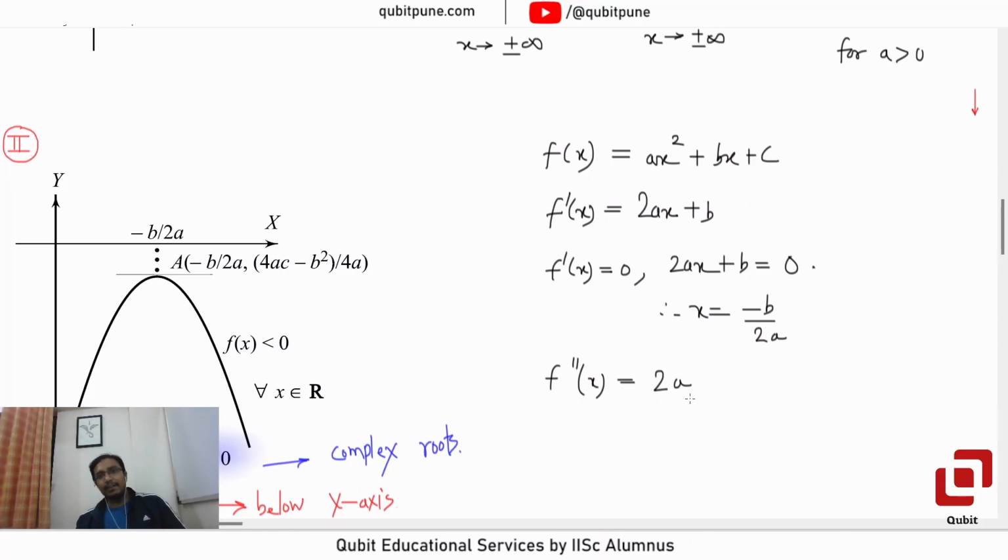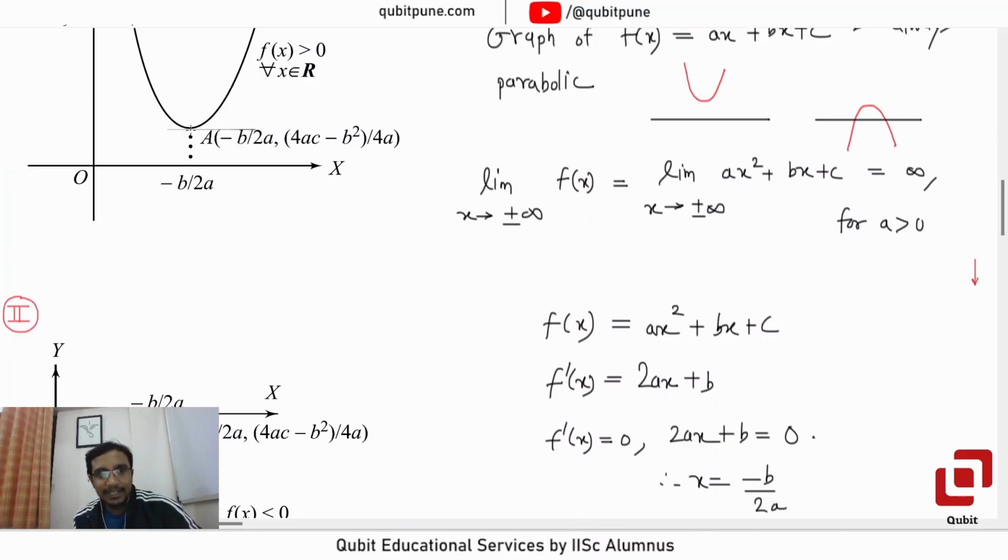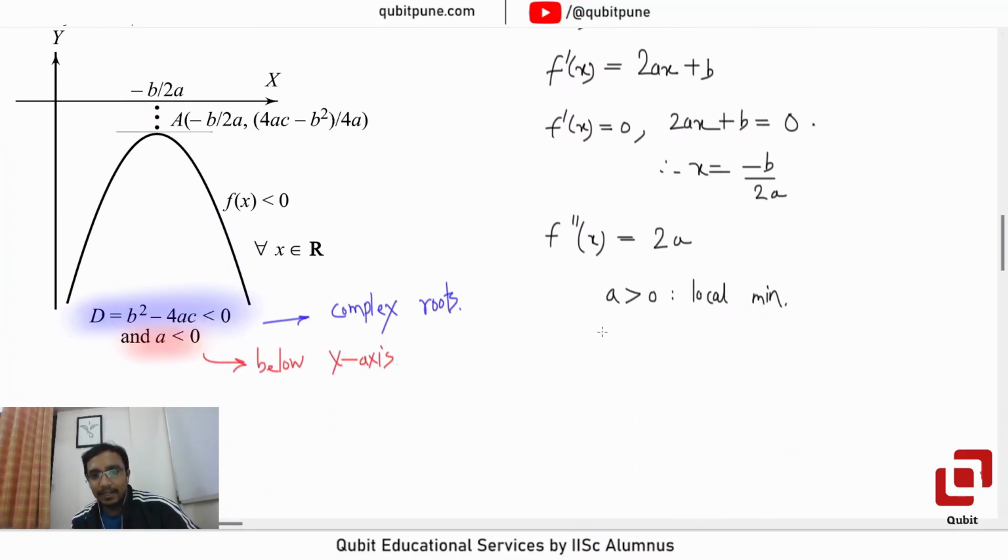The second derivative test tells us that when a is positive, we have a local minimum there, and that's the case with this a positive. See that? And when a is negative, we have a local maximum there, and that's this point. Did you get that?